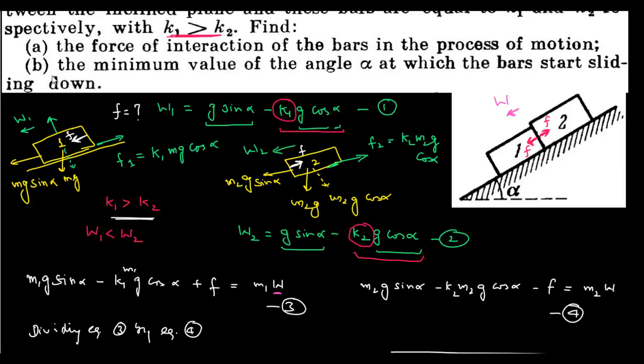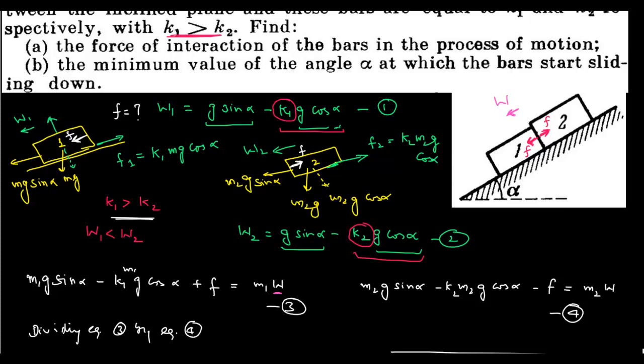Now for part B, we are asked to find the minimum value of angle alpha at which the bars start sliding down. So you can say that the angle of inclination is raised slowly, and we have to find that angle alpha at which both these blocks are at the verge of sliding. Up to that point we can take the acceleration of the blocks equal to 0.